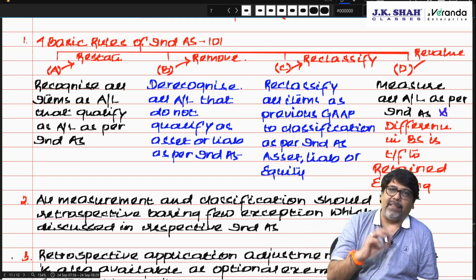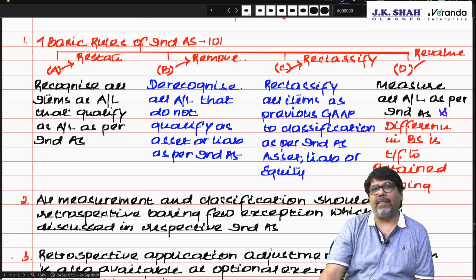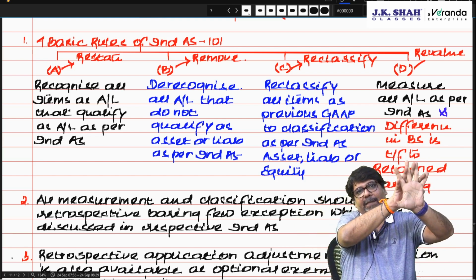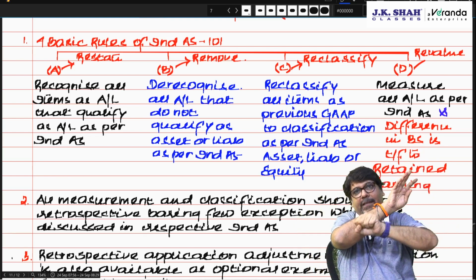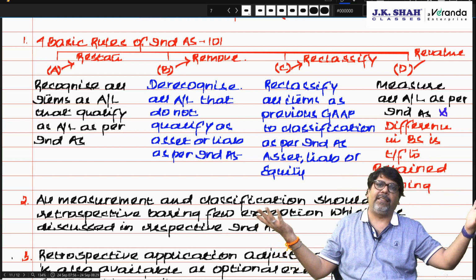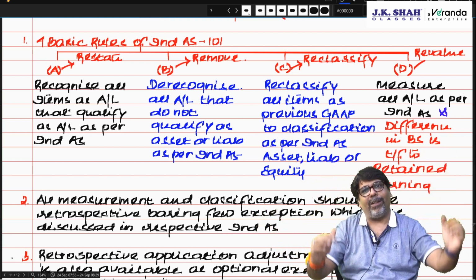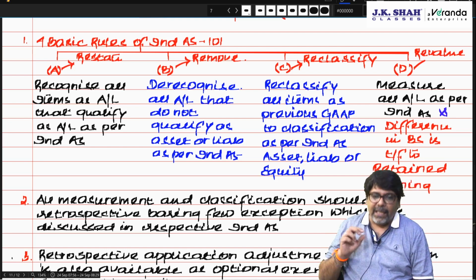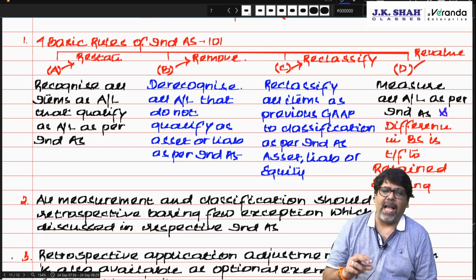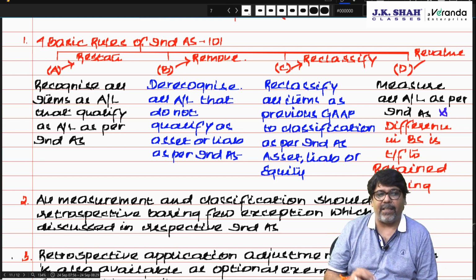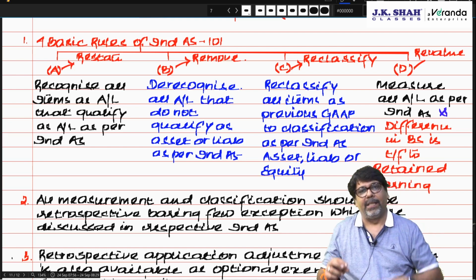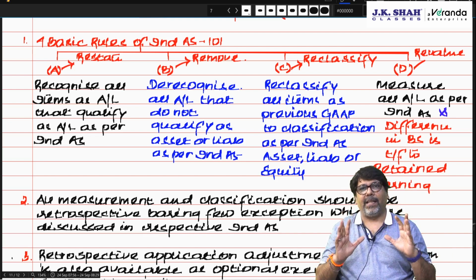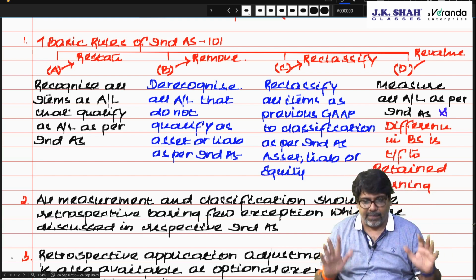De-recognize all assets and liabilities which do not qualify as assets and liabilities as per Ind AS. So now you have recorded the extra assets and liabilities which qualify as per Ind AS, and you remove those assets and liabilities which do not qualify. So now you have got all the assets and liabilities as per Ind AS. Now reclassify all items of previous GAAP to classify as per Ind AS as asset, liability or equity. So after recognition, you will reclassify the old assets as asset, liability or equity comfortably.